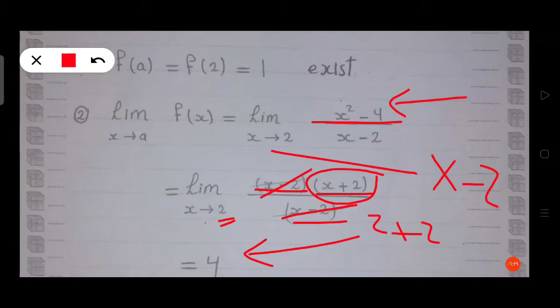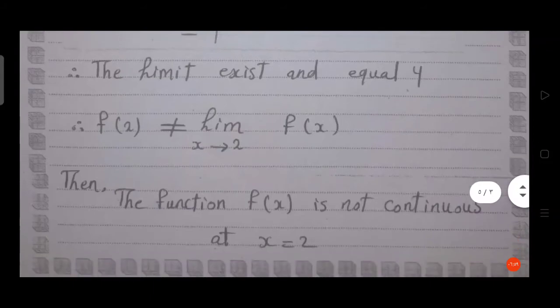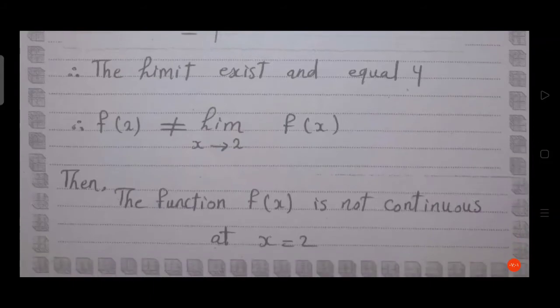We can notice that the value of f of a exists and equals 1, and the limit exists and equals 4. The third condition means that the function value f of a and the limit of f of x are not equal: 1 and 4. So we can say that the function is not continuous at x equal 2, as the third condition isn't satisfied.